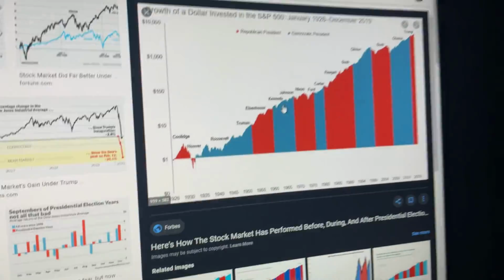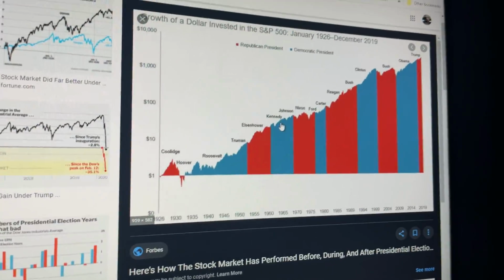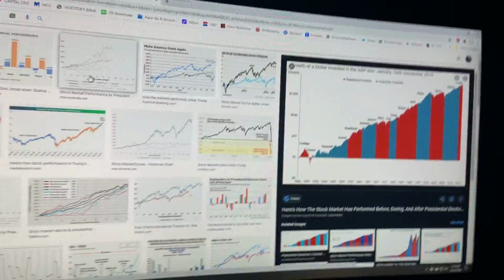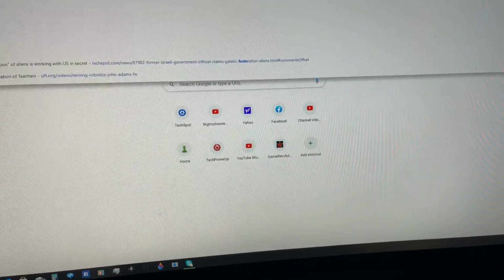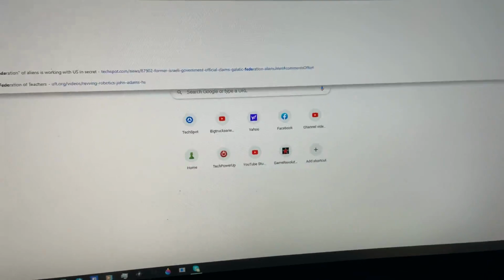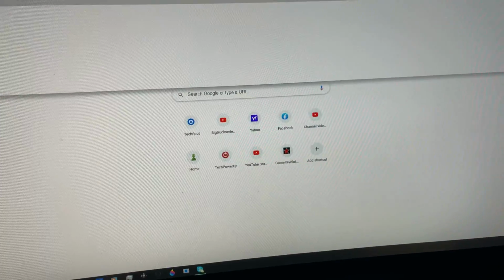The thing that you have to remember is the Dow Jones has nothing to do with who's president. You know who controls the Dow Jones? Take a guess. You know who controls the Dow Jones? It is called the Federal Reserve. The Federal Reserve controls the Dow Jones.